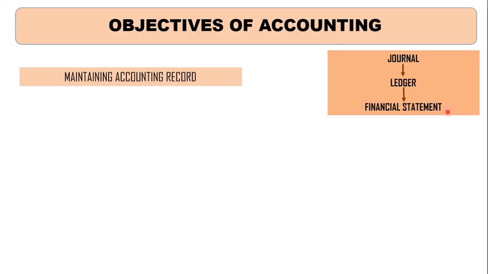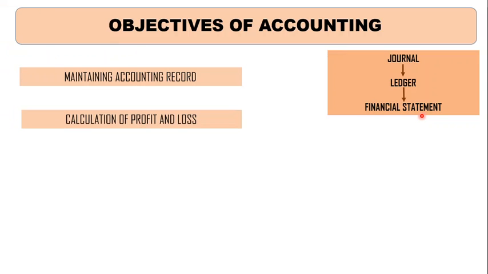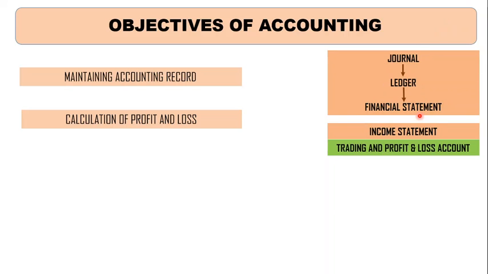Okay, so the main objective of accounting is to keep a complete and systematic record of financial transactions of the enterprise, and it is further classified, posted into ledger and summarized in the form of financial statements, income statement and position statement. Okay, then accounting also helps in ascertaining the profit generated or loss suffered in the business during an accounting period, and this is done by preparing trading P&L account, or you can say income statement.